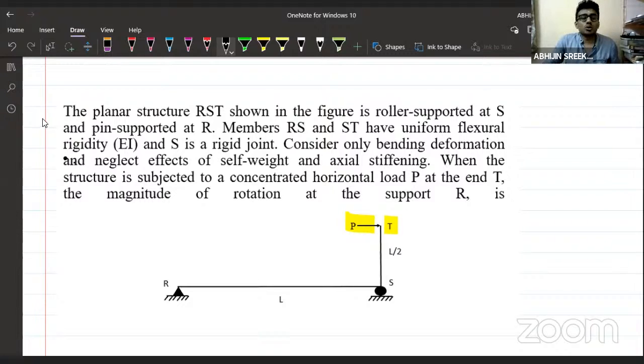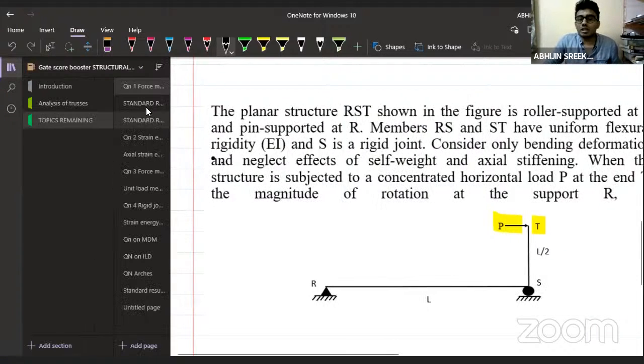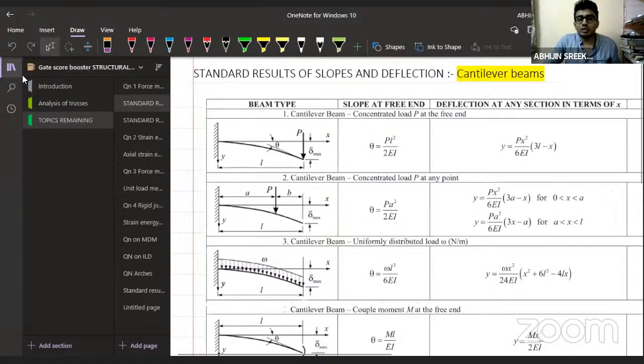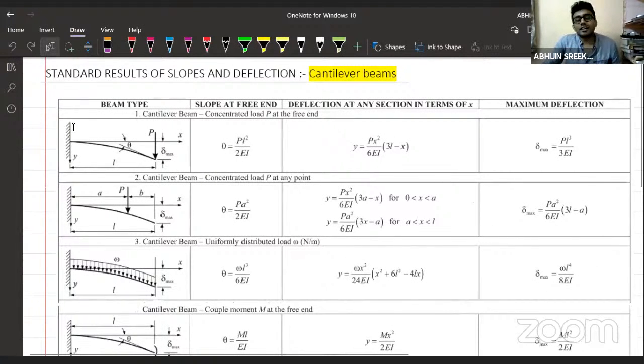Okay, so I'll show you the standard results which you have to remember. You have to keep all these results ready in your mind, because this is going to be helpful in the examination. Here you can see the standard results of slopes and deflection for the cantilever beam. You can consider taking a screenshot here. Slopes and deflection for a cantilever beam for various loading conditions.